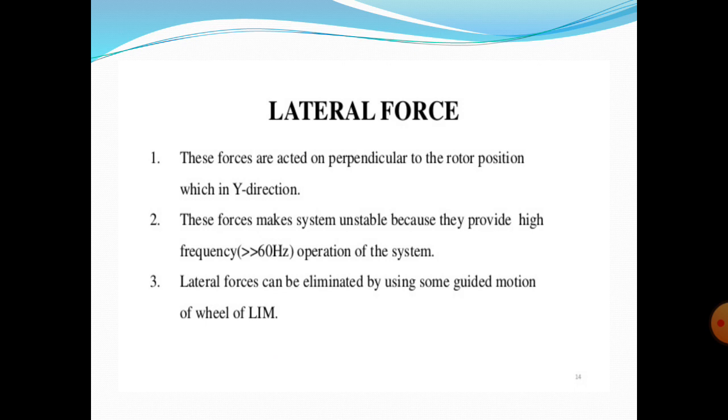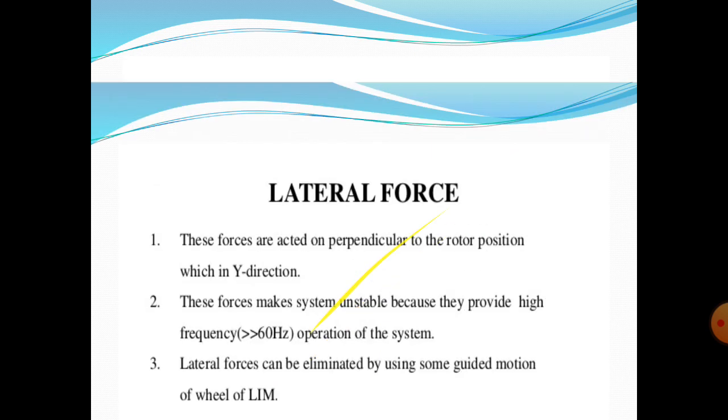And next one is lateral force. Already I told you, this force is perpendicular to the rotor position, in the direction of the y axis. These lateral forces make the system unstable because they provide high frequencies, that means frequency more than 60 Hz. This is the operation of the system. And lateral forces can be eliminated by using guided motion with wheels on the linear induction motor.